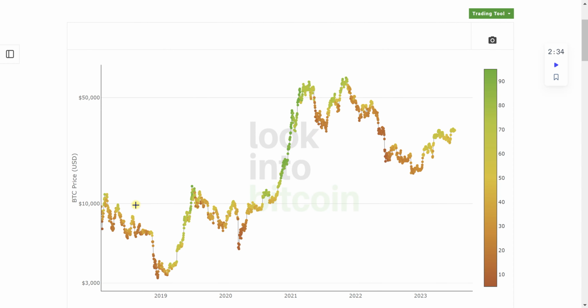So these charts, they can go all the way back to when Bitcoin started, but I think this one just started in 2018. I like the way that they've colored this one.